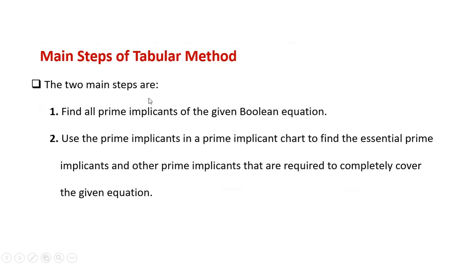Now the two main steps of this tabular method are the same as the K-map. First you have to find all the prime implicants of the given Boolean equation. Then you have to use the prime implicants in a prime implicant chart to find the essential prime implicants and the other prime implicants that are required to completely cover the given equation. So these two steps are similar to K-map only.